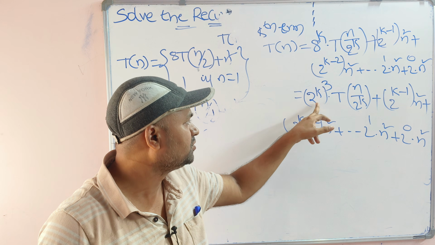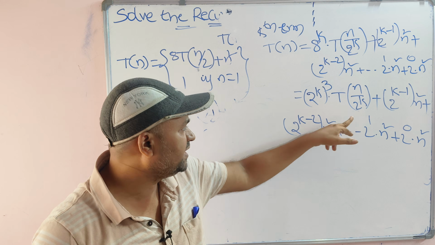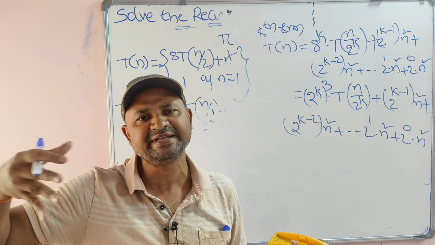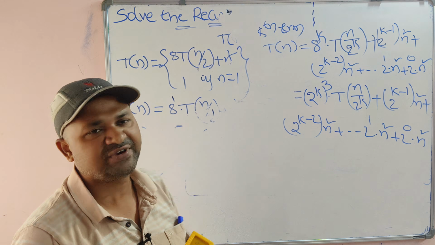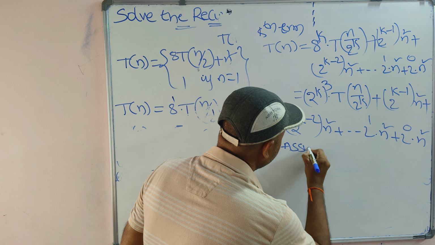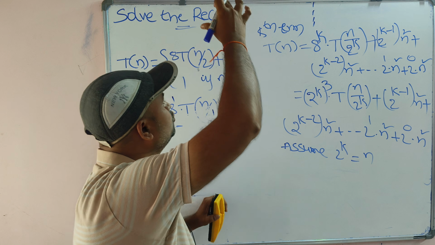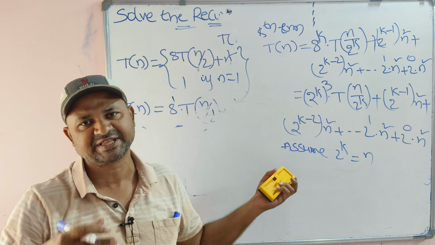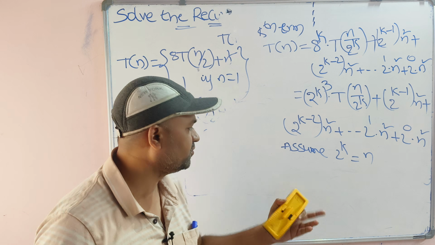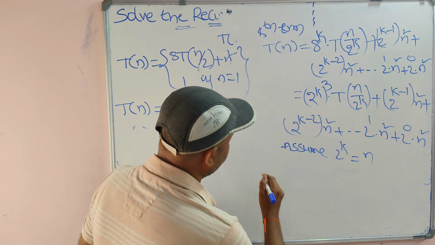Let us assume that 2 power k equal to n. So then in place of 2 power k, we can substitute n. So T of n by n means T of 1, and T of 1 means we can substitute 1. So for that purpose, assume 2 power k equal to n. Why? Because here we have to simplify the recurrence relation, the time complexity in terms of n. In terms of n, we have to find out. So for that purpose, we are assuming 2 power k for simplification purpose.